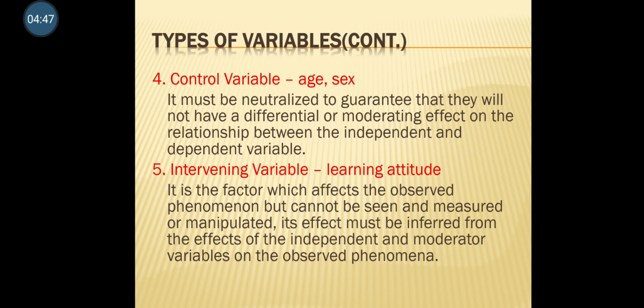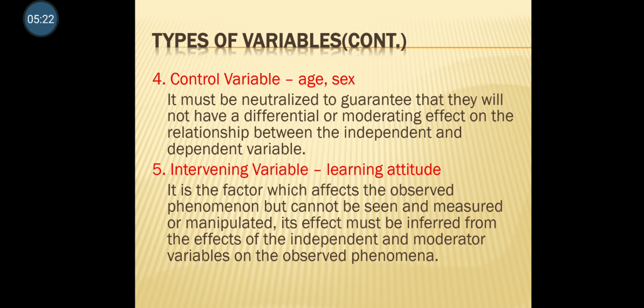Next we'll see intervening variable. Intervening variable is also affecting the dependent variable and has an impact on the dependent variable, but we cannot see or we cannot measure that variable. That is, we can get the effect on the dependent variable, but we cannot measure it correctly. So it interrupts the result. So these are called intervening variables.